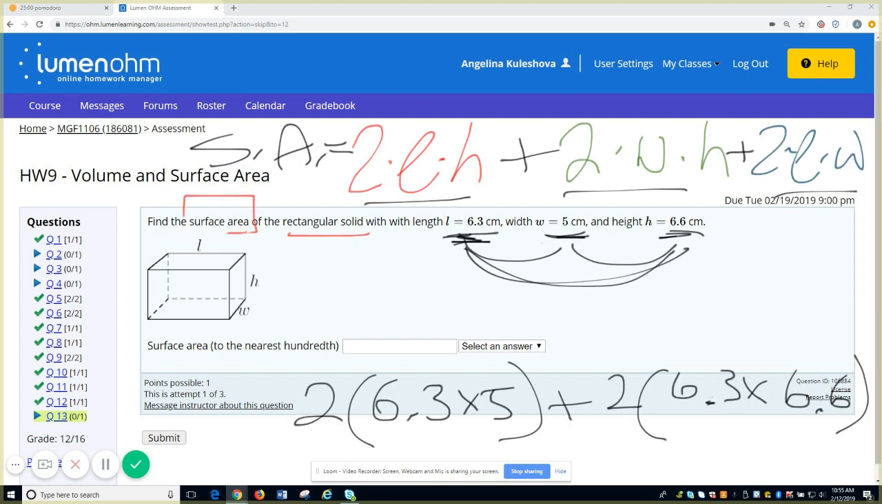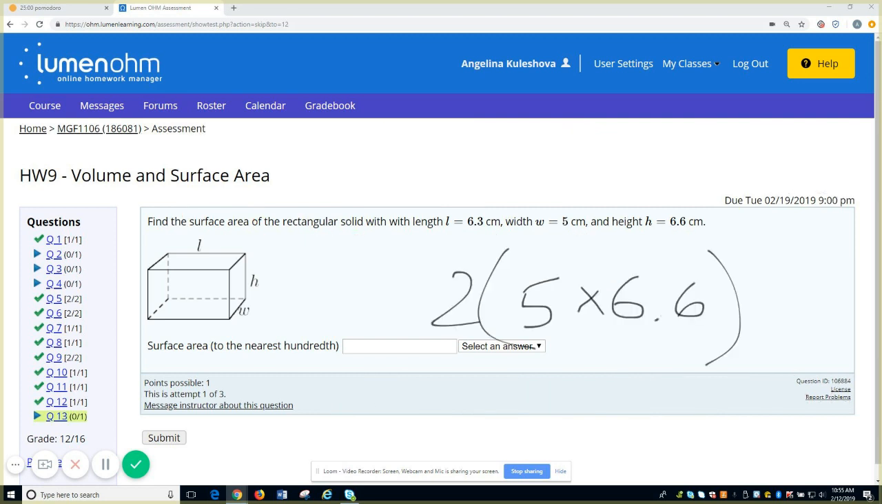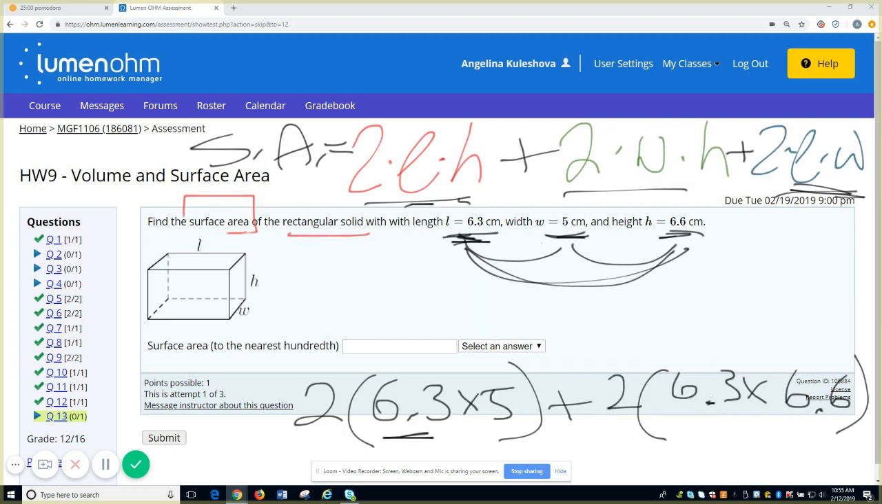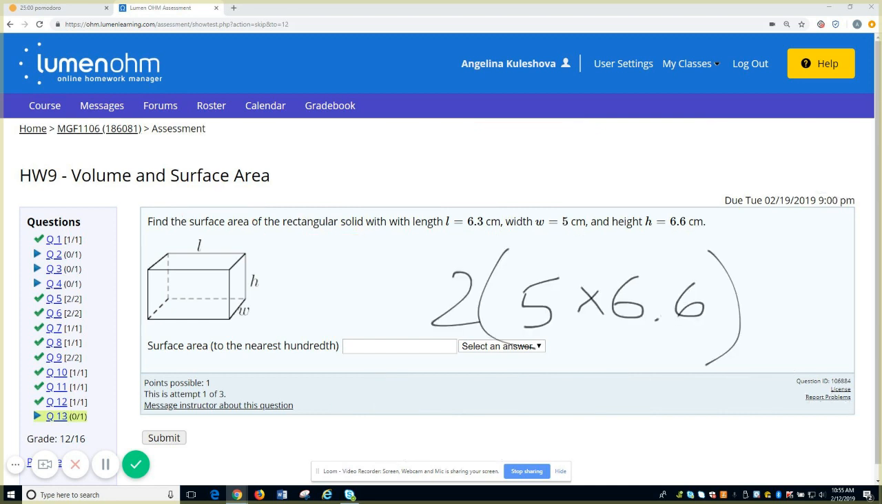Okay, so first one, 6.3 times 5. So notice I'm kind of going out of order. Obviously, I did length times height in my formula, but I started with length times width. So I did this part first, which is okay. So this is 31.5. And I'm going to multiply by 2. So that gives me 63.